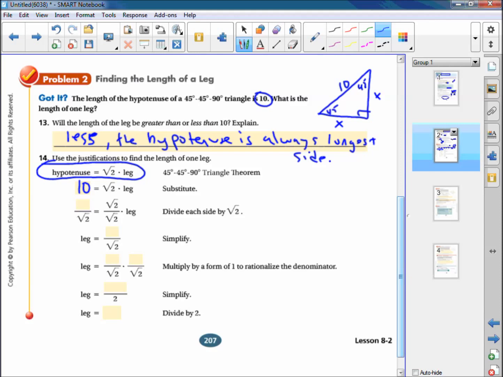And then we need to get the leg by itself, so we have to get rid of the square root of 2. So we're going to divide both sides by the square root of 2. So we have 10 over the square root of 2, and that's going to give us this for our answer.